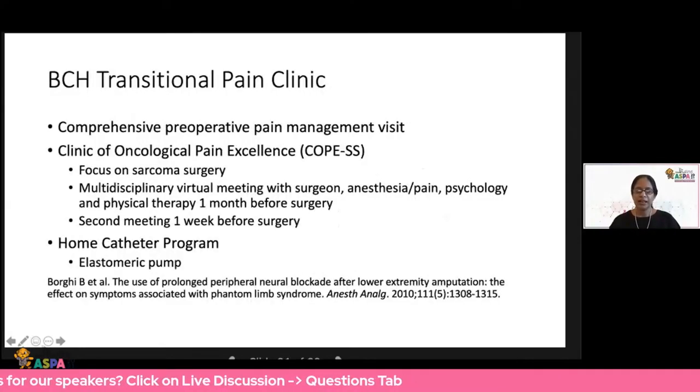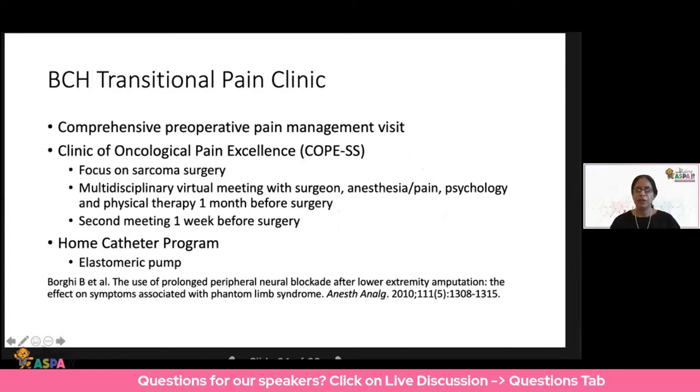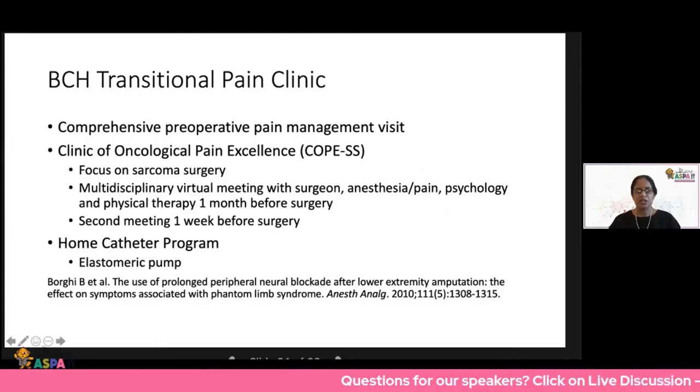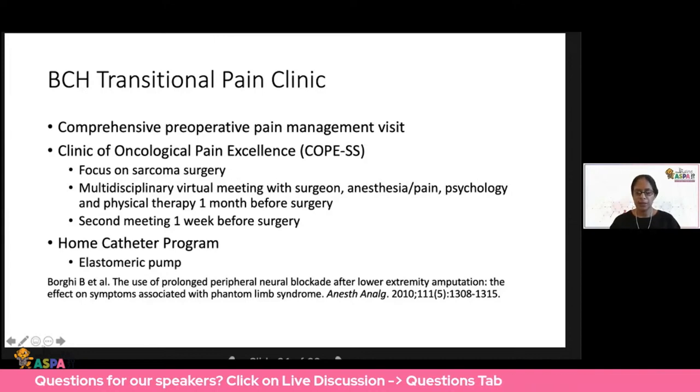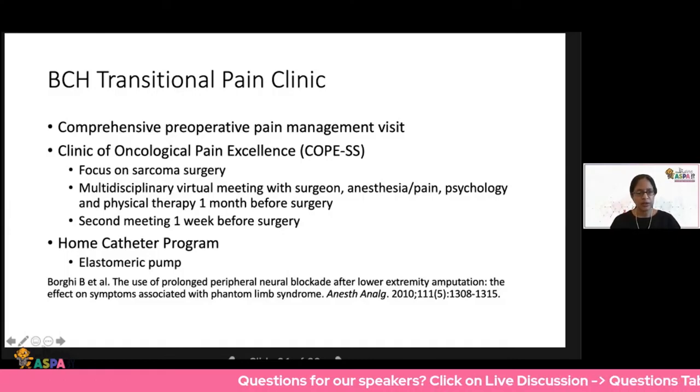I just wanted to highlight some of the programs that we have here at Boston Children's Hospital, and one of them is our transitional pain clinic. It provides a comprehensive preoperative pain management assessment for kids who are having surgery, and they're able to meet with a pain physician and anesthesiologist to discuss the goals of the surgery and the perioperative pain management plan. Additionally, they meet with one of our pediatric pain psychologists to learn, review and practice pain coping skills that they can use during this difficult period.